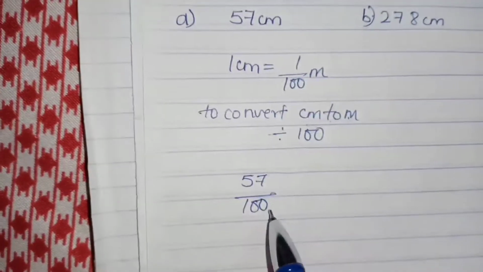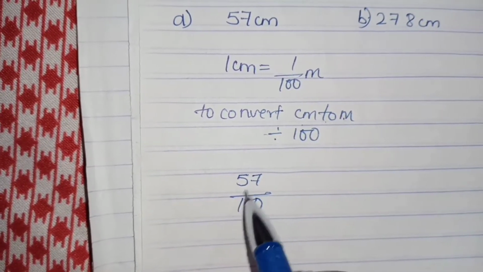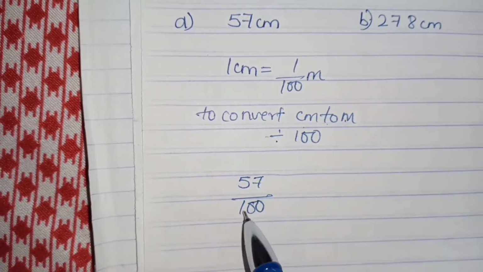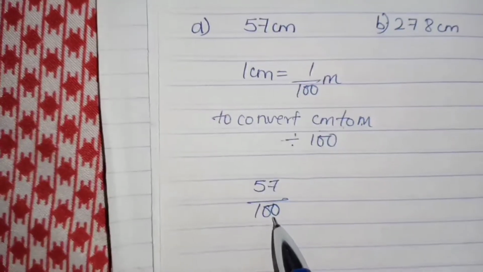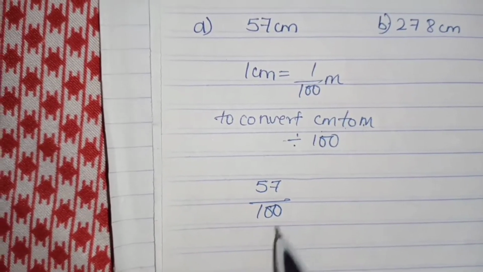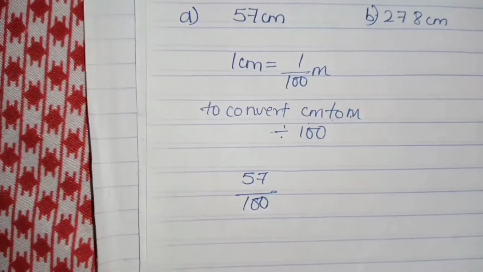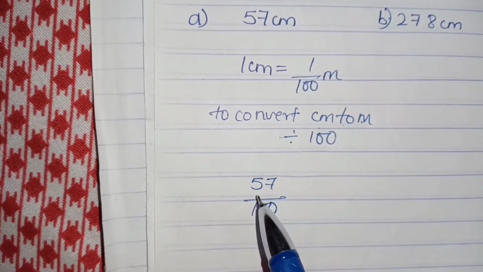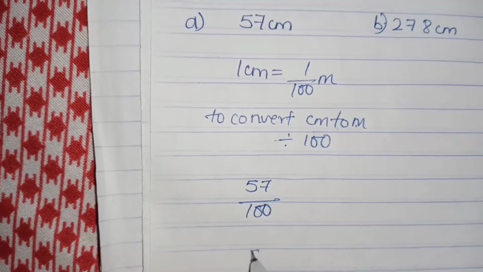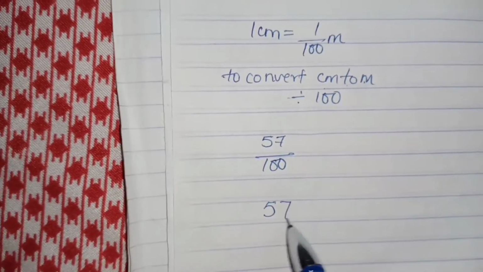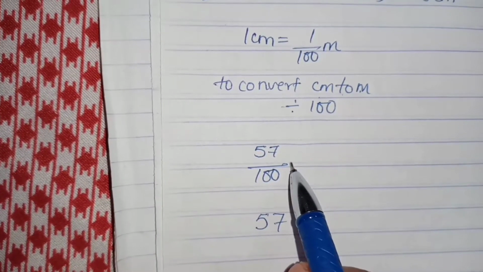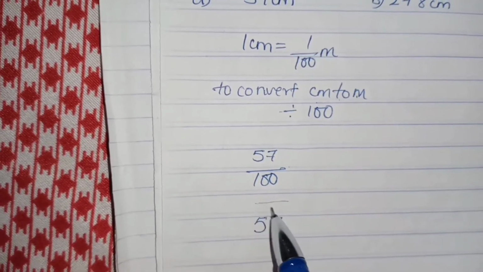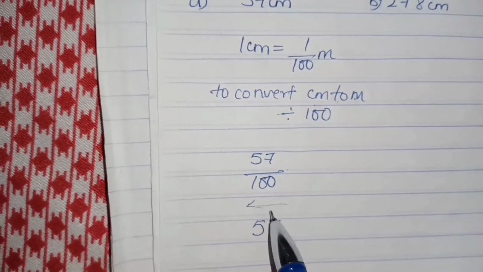Now you know about this. When any number is divided by 100, which has two zeros, we remove the zeros by putting the decimal. Write 57. It is dividing, so the point will move towards the left side.